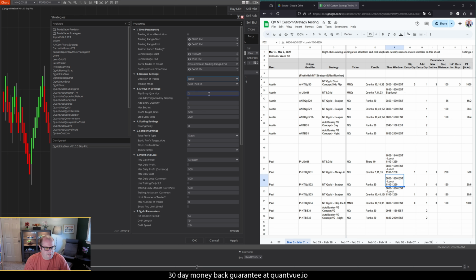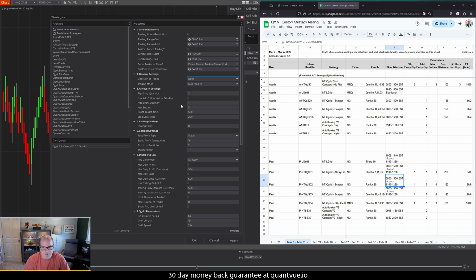So, flip entries does not matter for this. Use add does not matter. I even put in an ignored by skip flip. The whole thing behind skip flip is it uses the ads, so it doesn't matter if you want to use them or not. You're going to use them if you're using skip flip.